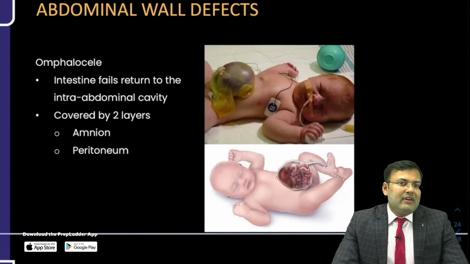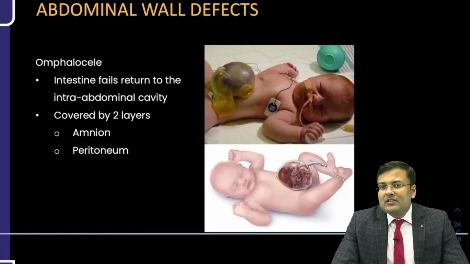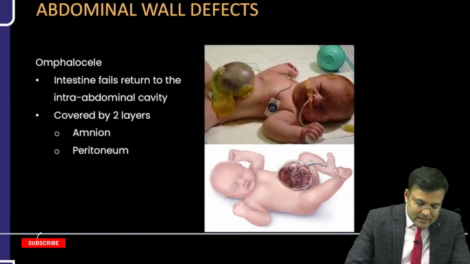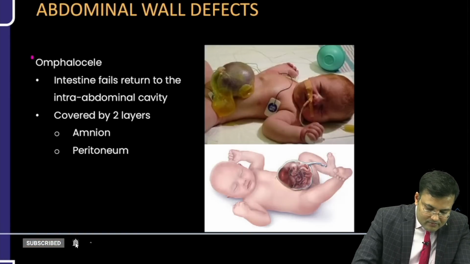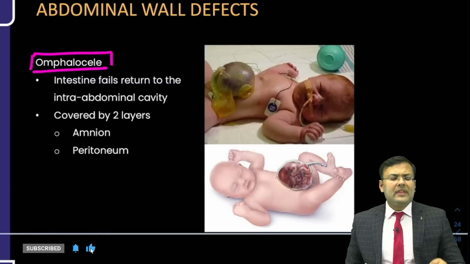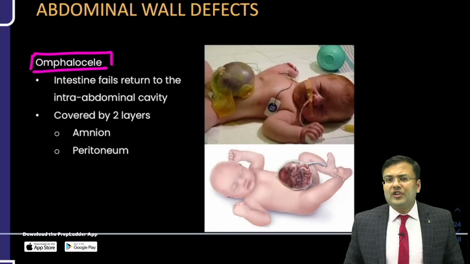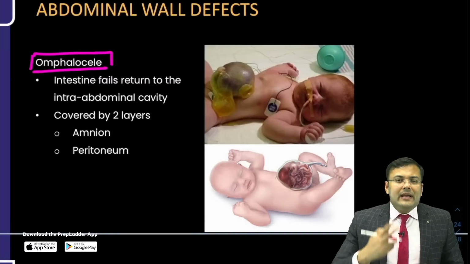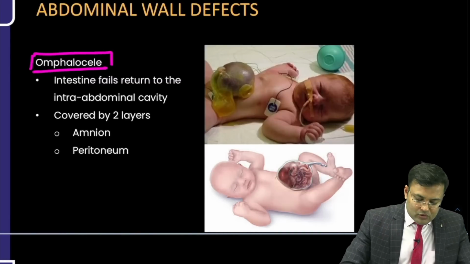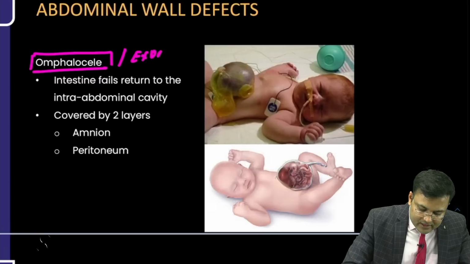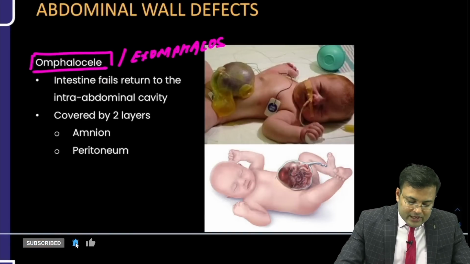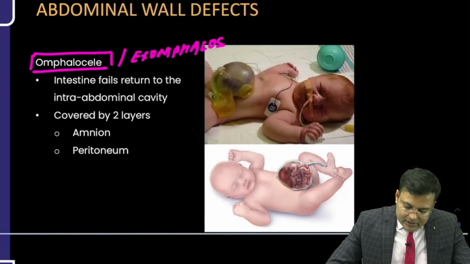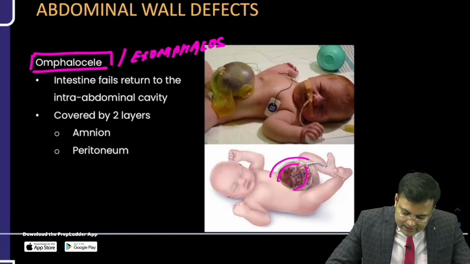One is related to Omphalocele, which is also known as exomphalos, and the second is related to Gastroschisis. First, let's discuss Omphalocele. During development there is physiological herniation of bowel. When this herniated bowel fails to return to the abdomen and it is covered by 2 layers, this is known as Omphalocele. Tell me, what's the other name? Exomphalos. All of you know that it is covered by 2 layers, one layer inside, one layer outside.